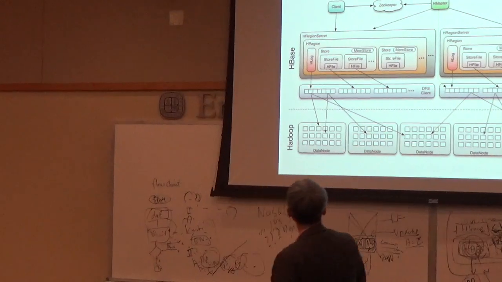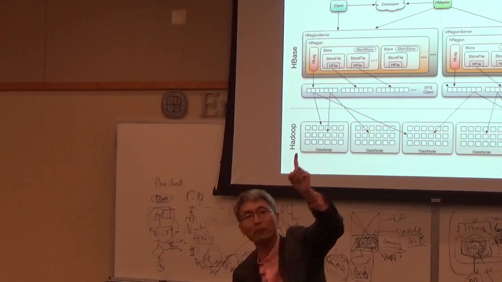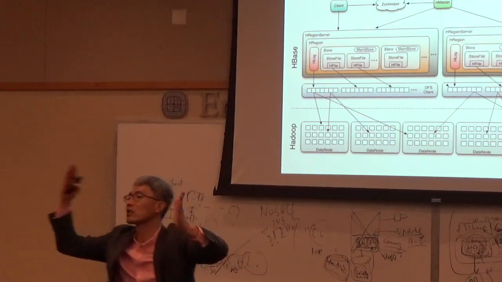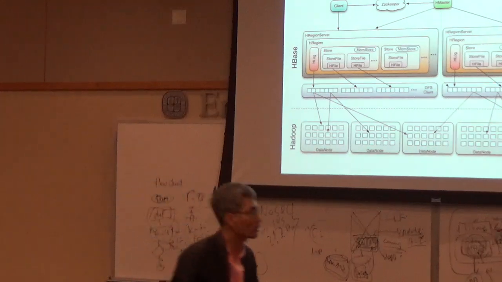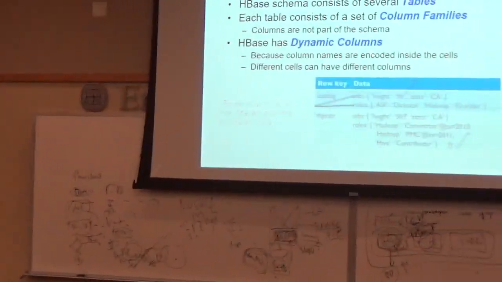So first time it will start with one region and one region server. If you have more data, update it and insert it, change it, it will be split, and more and more regions will be created. So this is the architecture of HBase.